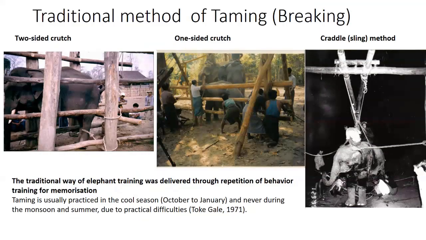So for traditional taming methods, we use three methods: the double, two-sided crutch, the one-sided crutch, and the cradle or sling method. This is what we normally use. The traditional way of animal training is delivered through repetition. We train repeatedly. We train when the weather is cool, and we never do it in the monsoon or in summer, for practical reasons. It's easy to get heat stroke in summer, and in the monsoon it's very difficult to treat the animal's wounds or bruises that come from the taming session. So that is why we only do it in the cool season. This is the way we do it.